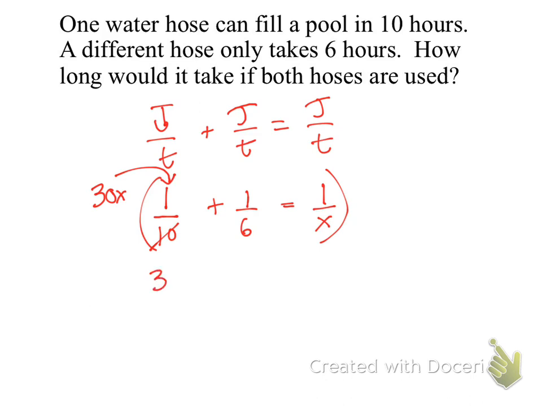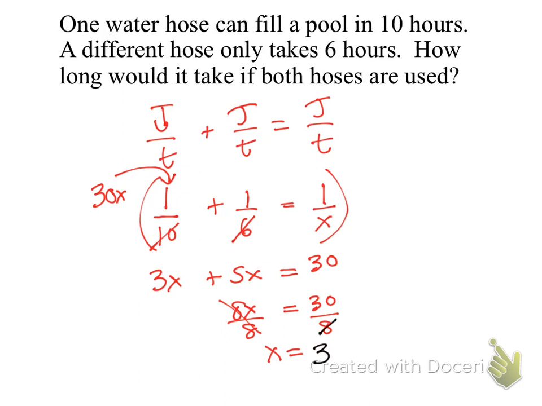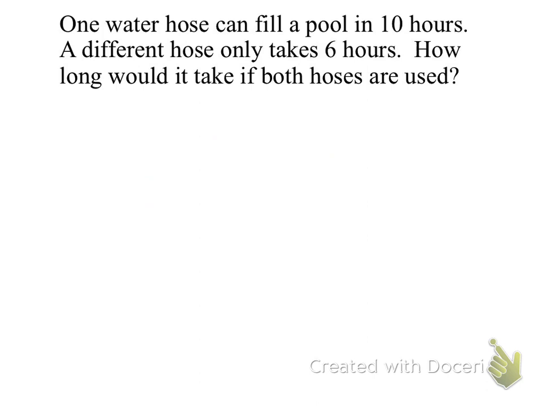So we end up with 3x, and this we end up with 5x, equals 30. 8x equals 30, divide by 8 over 8. X equals, and what does it reduce to? Well, 8 goes into 30 how many times? Three times. What's the remainder? 6 over 8, and that reduces to 3/4. So it's 3 3/4 hours. Got it? Now we're going to make it a little bit more complicated.